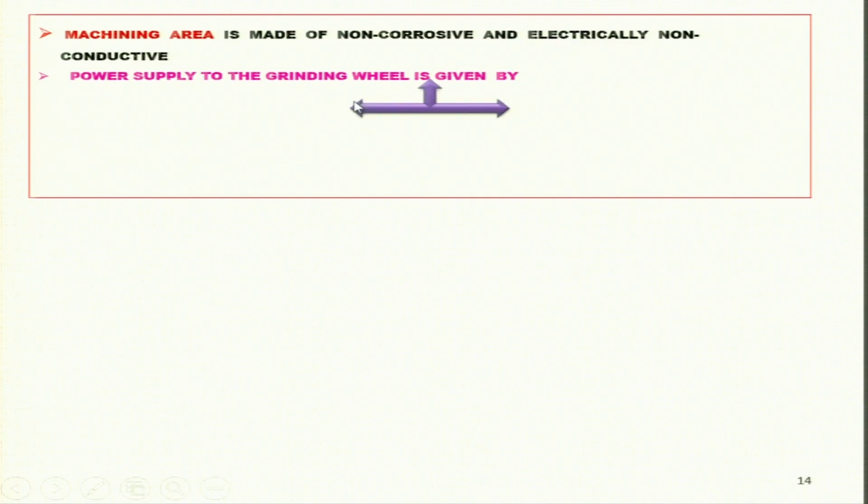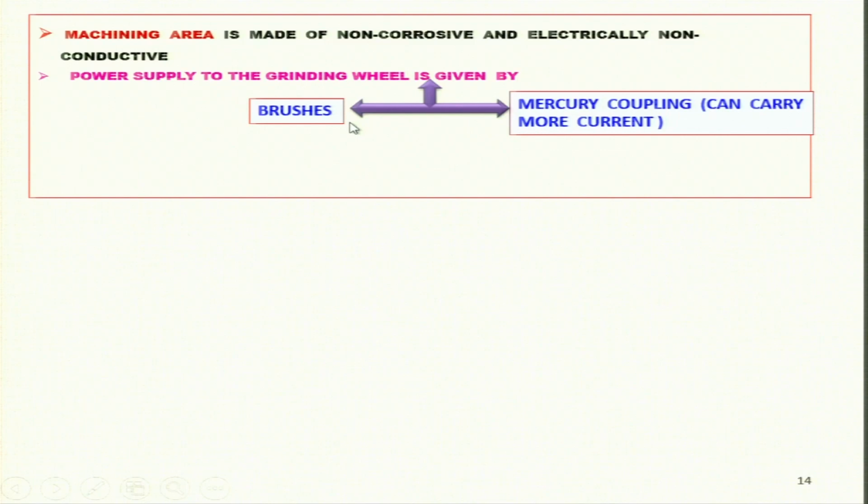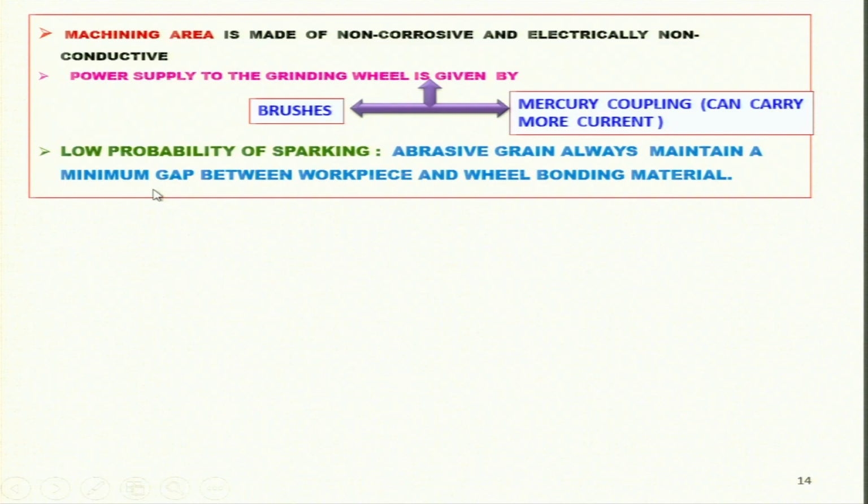Machining area is made of non-corrosive and electrically non-conductive material. Power supply to the grinding wheel is given by brushes. Mercury coupling can carry more current. Low probability of sparking. Abrasive grain always maintains a minimum gap between the workpiece and the wheel bonding material.